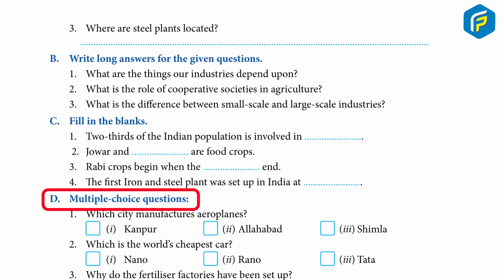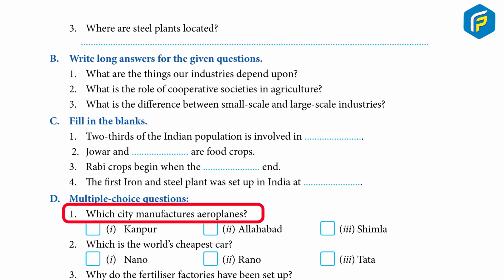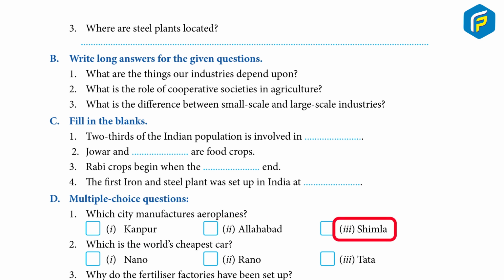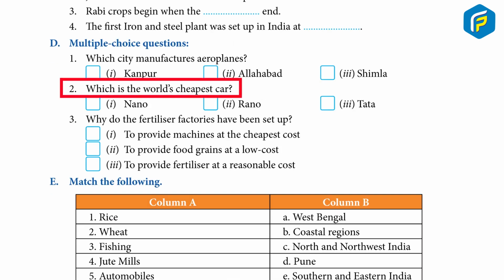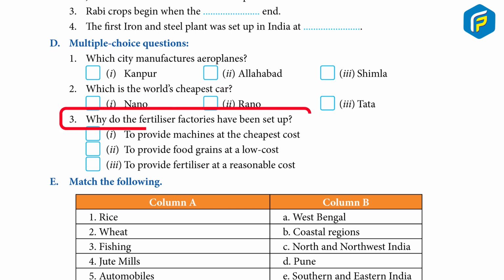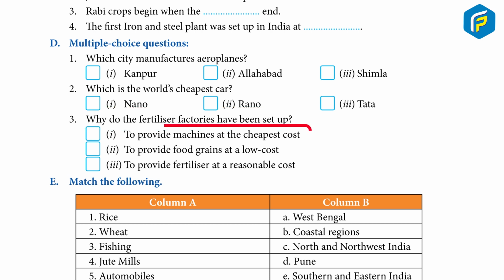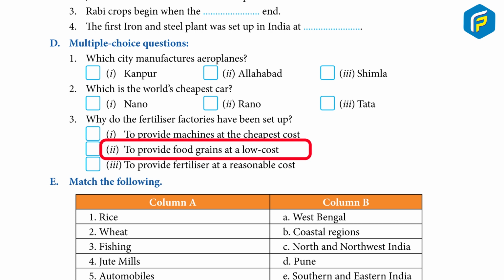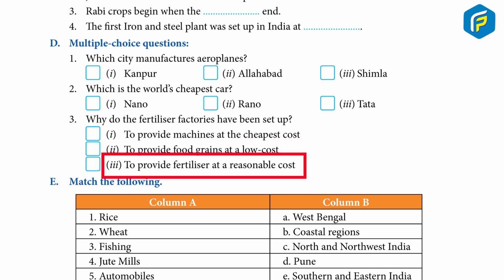D. Multiple choice questions. 1. Which city manufactures aeroplane? 1. Kanpur, 2. Allahabad, 3. Shimla. 2. Which is the world's cheapest car? 1. Nano, 2. Rano, 3. Tata. 3. Why have the fertilizer factories been set up? 1. To provide machines at the cheapest cost. 2. To provide food grains at a low cost. 3. To provide fertilizers at a reasonable cost.